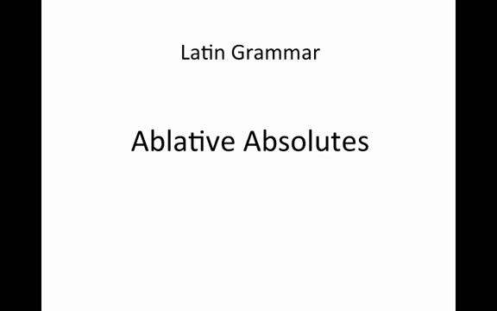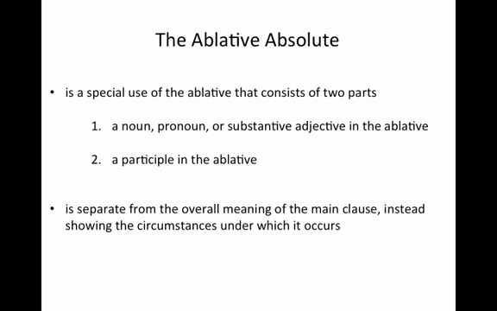Today we're going to talk about ablative absolutes. What ablative absolutes are is a very specific use of the ablative that consists of two parts. First, a noun, a pronoun, or a substantive adjective, which remember is an adjective that works like a noun, in the ablative, and a participle in the ablative.